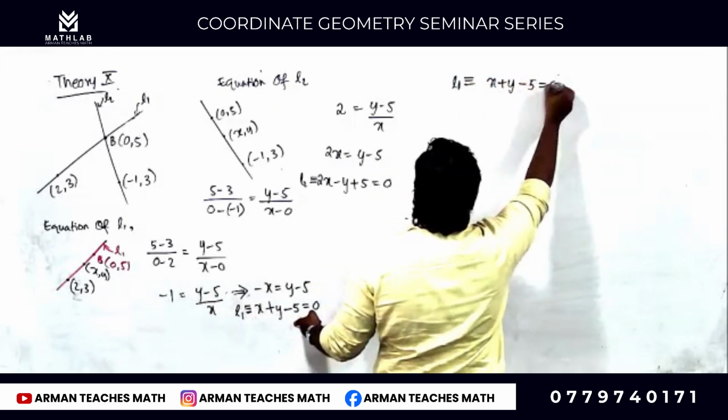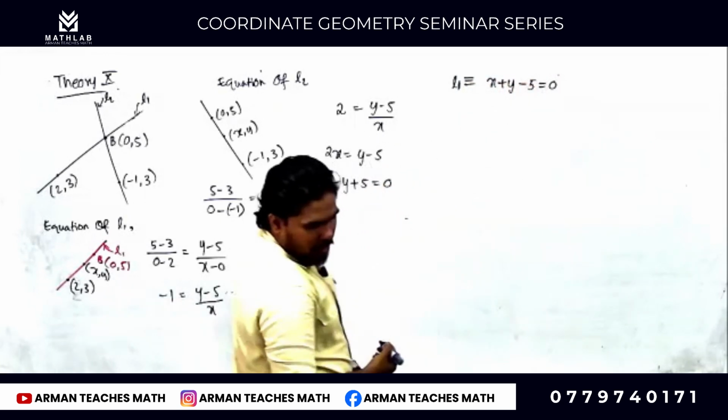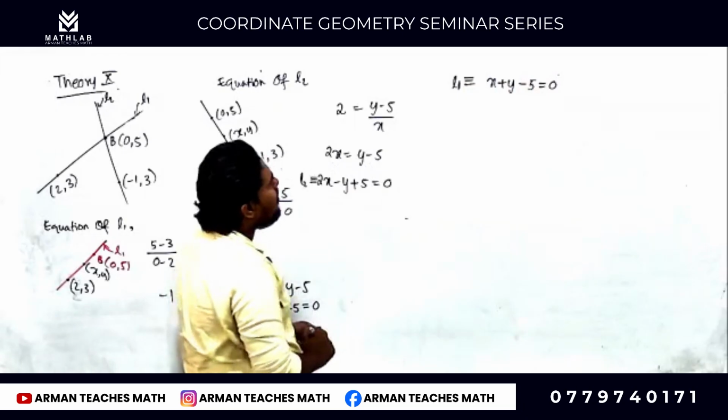minus 5 equal to 0. This is what we had at the beginning.